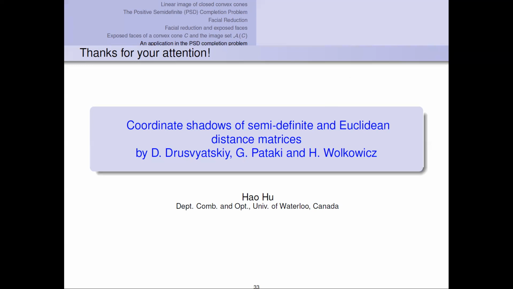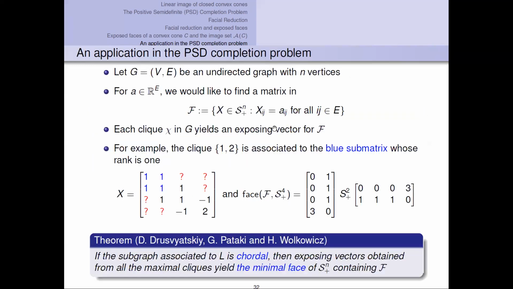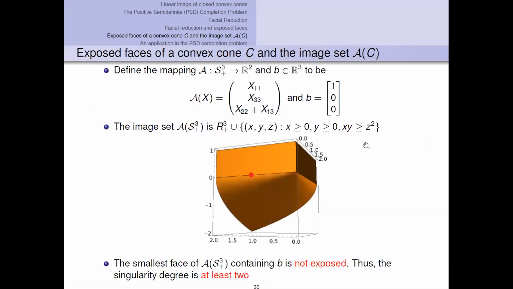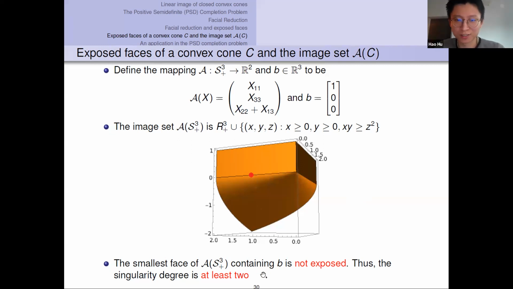Can you go back to your picture showing the singularity degree 2? Yeah, this picture. Is this a singularity degree of exactly 2? I mean, you can see this B is not exposed, but if you reduce it to this plane and find another single exposing vector, then you will be able to expose B, right? Yeah, exactly. Your observation is absolutely correct. So the singularity degree is exactly 2.